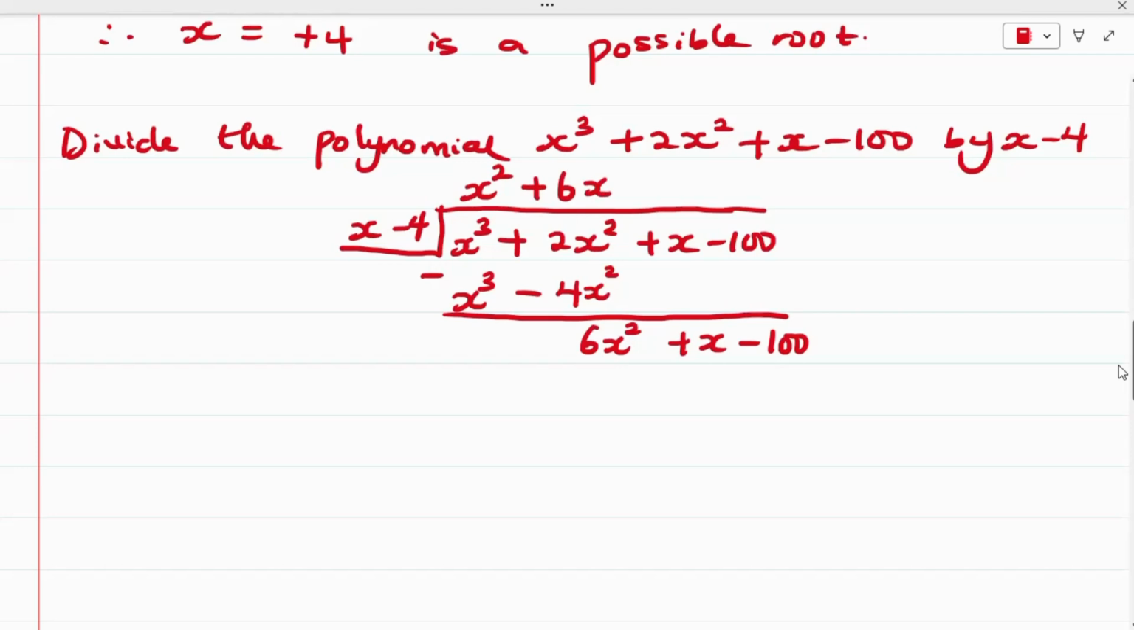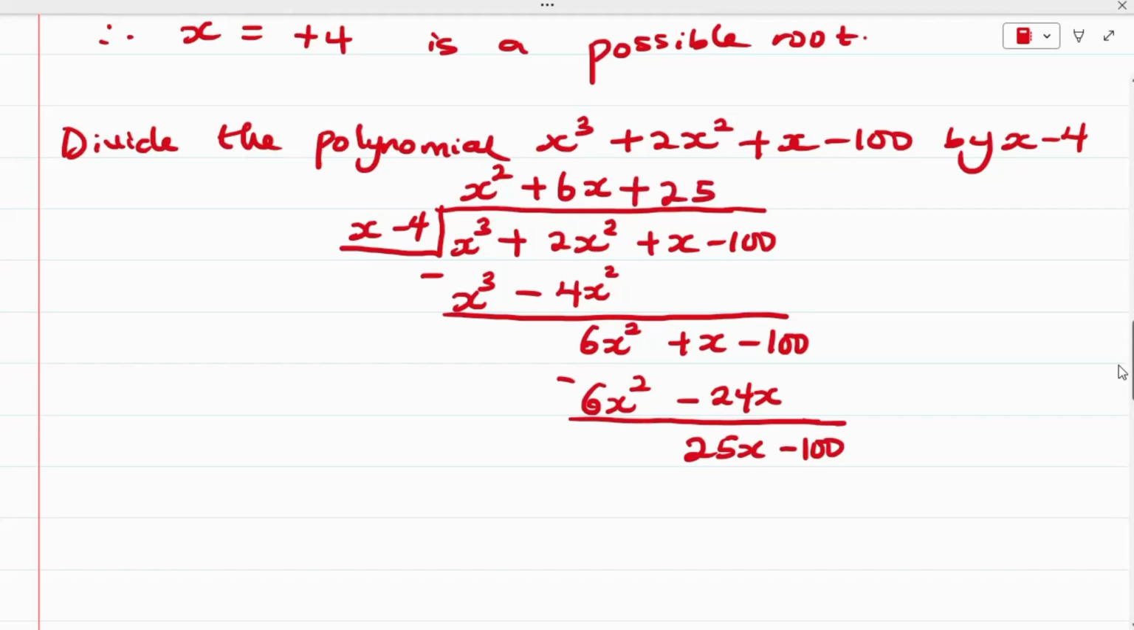Plus 6x multiply x, we have 6x squared. 6x multiply minus 4, we're going to have minus 24x. So subtracting this, we have 6x squared minus 6x squared is 0. Plus x minus minus 24x will give us 25x minus 100. Alright, so dividing this, x divides 25x, we are going to have plus 25. 25 multiply x is 25x, and 25 multiply minus 4, we are going to have minus 100, and subtracting this, it becomes 0.